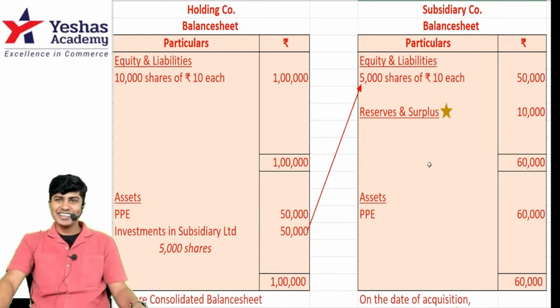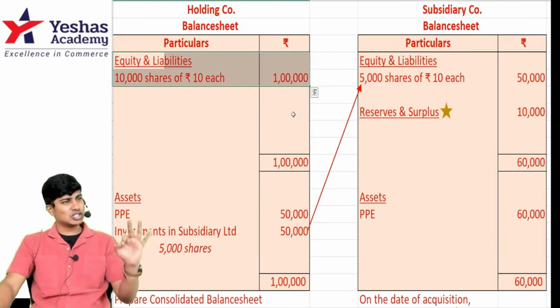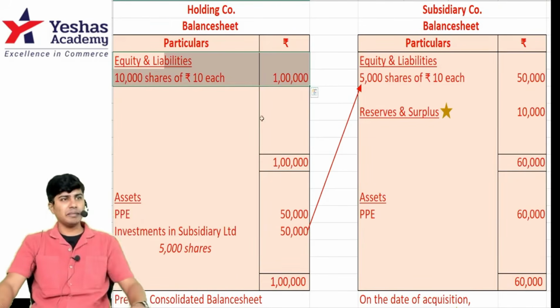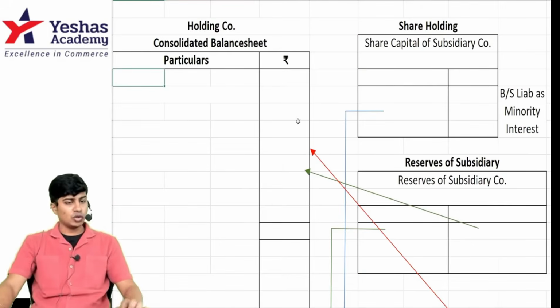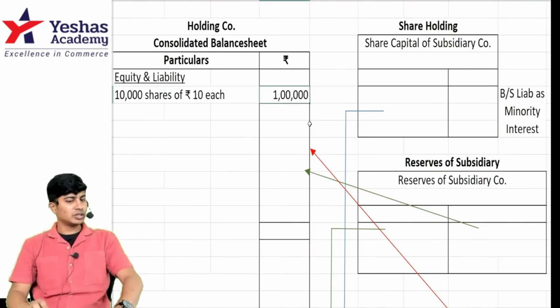Can we begin? Okay, one at a time. First, how much is our share capital? 10,000 shares of rupees 10 each, 1 lakh. What do I do with this? Write it in the consolidated balance sheet on the liability side. In the consolidated one, nobody will write the details, everybody will understand 10,000 shares.